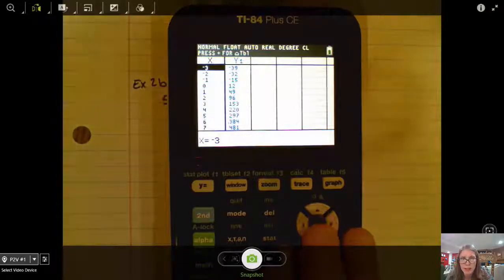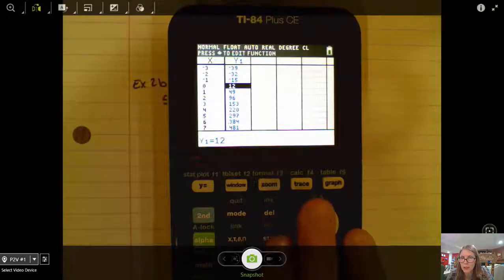Okay, let's find our x-intercepts now. Well, right away, I know I have something in between negative 1 and 0 because I go from a negative y value to a positive. So somewhere between negative 1 and 0.